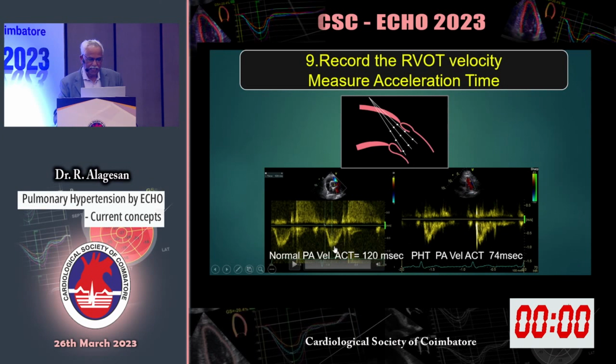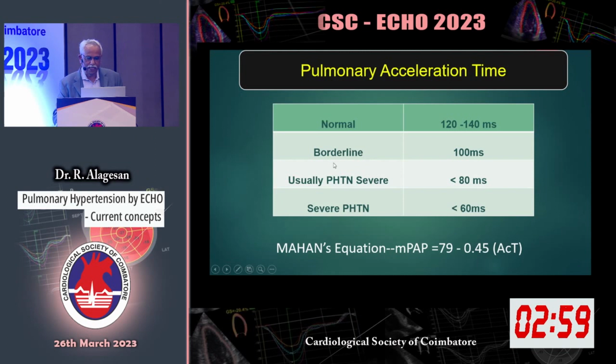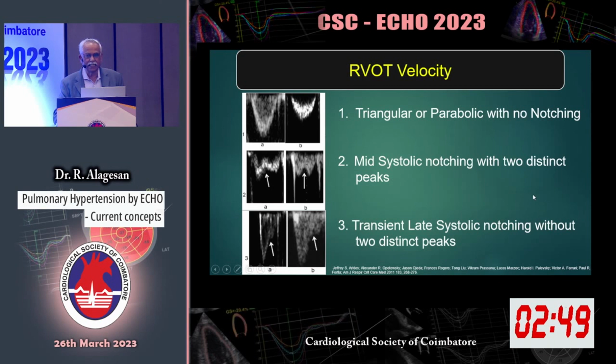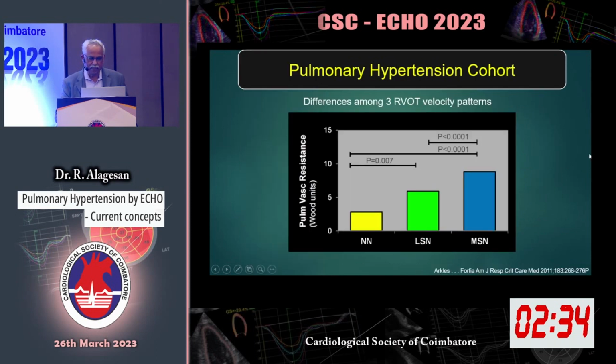And this is how we record the acceleration time. Pulmonary acceleration time is normal, usually about 100 to 120 milliseconds. If it is less than 100 milliseconds, it is borderline. Less than 80 milliseconds, usually pulmonary hypertension is severe, and very severe pulmonary hypertension is 60 milliseconds. This is the one which has been described in the 60-60 rule for diagnosing acute pulmonary embolism. And we have to look at the RVOT velocity also, and look for any notch or prominent notch during systole, which can give you a diagnosis of pulmonary hypertension.